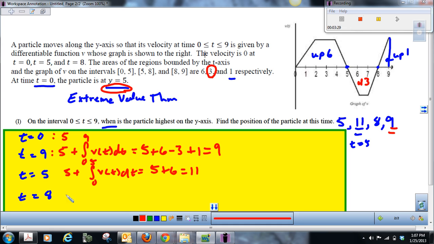If you notice this on a free response, you actually wouldn't get credit for doing this, and you wouldn't get credit if you didn't do it because it's a relative minimum, but we'll go ahead and do it because we got it. It would be 5 plus 6 minus 3, because 6 minus 3 is the up 6, down 3. And that would be 8. All right? So the maximum position is 11.